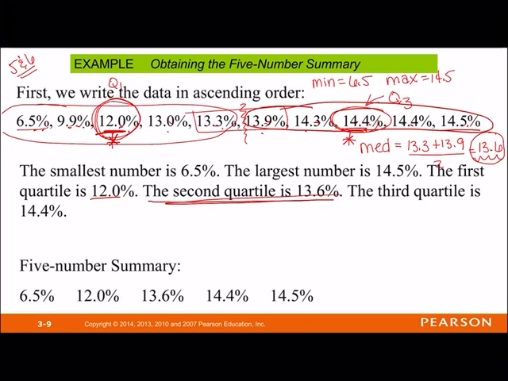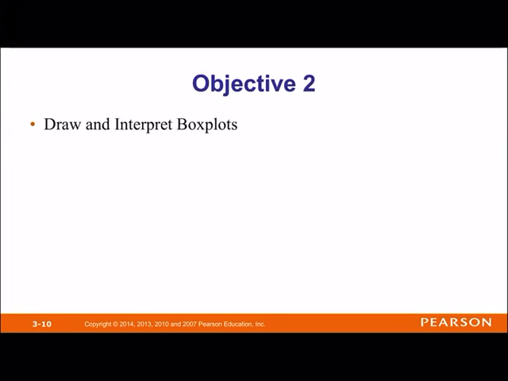Okay, so now what we're going to do is take those 5 numbers, and we're going to draw and interpret box plots. So there's only one new thing about a box plot that you need to know. We're always interested in statistics. From now until June, we're going to talk about having outliers, because outliers always affect your data.